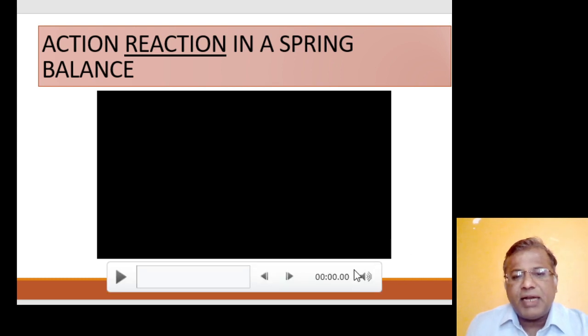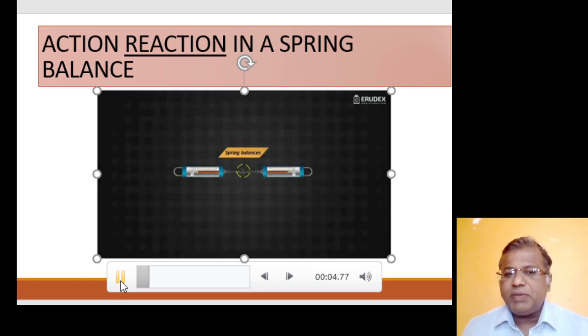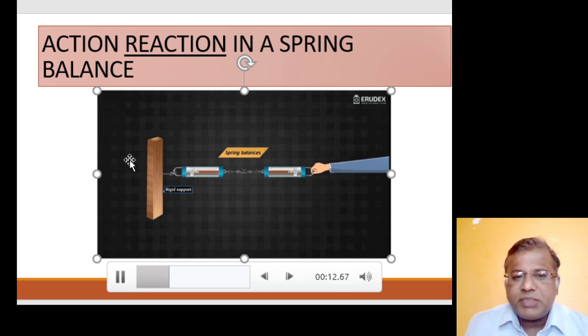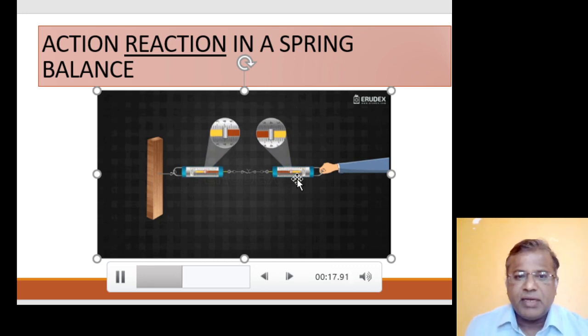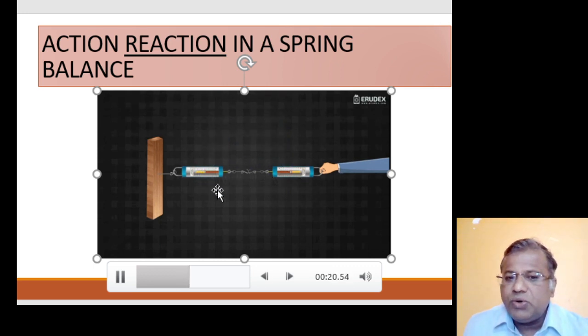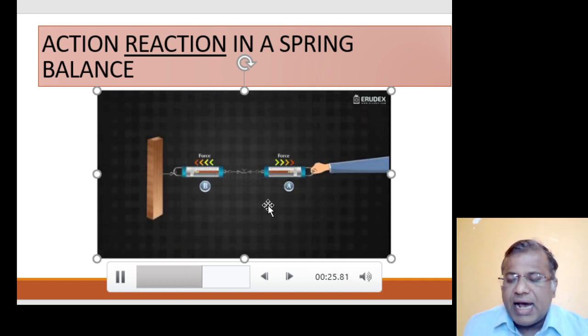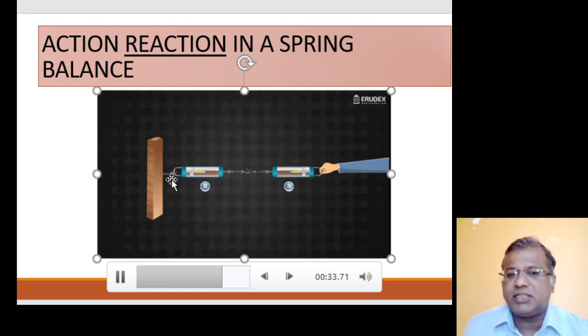Say, for example, I have a spring. In this connection, I have taken two springs and attached them. One spring is attached to a rigid support and the other is being pulled from the other end. Now if you note down the forces on them, one of them has a force in this particular direction, and the other has the force exerted in the opposite direction.